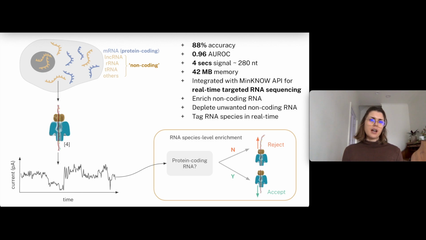Just in summary, RISER is the first method for the in-silico enrichment of RNA at the species level. It provides rapid and accurate classification for real-time targeted RNA sequencing. It achieves an 88% accuracy and 0.96 area under the curve on an independent testing set, requires only 4 seconds of input signal, which corresponds to around 280 nucleotides in your RNA transcript, and it's been integrated with the MinKNOW API for real-time targeted RNA sequencing. It can be used for either enriching non-coding RNA, depleting unwanted non-coding RNA, or even tagging RNA species in real time during sequencing.